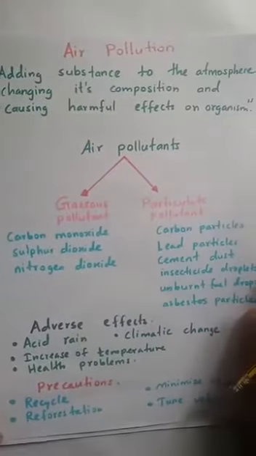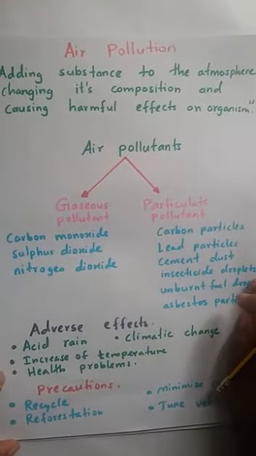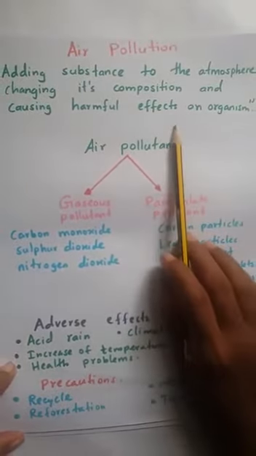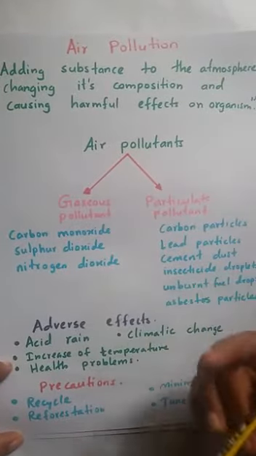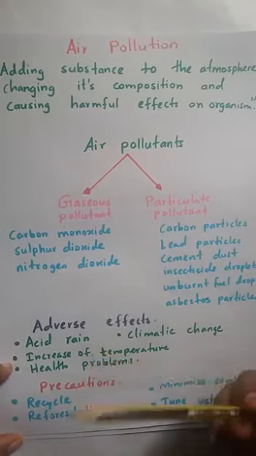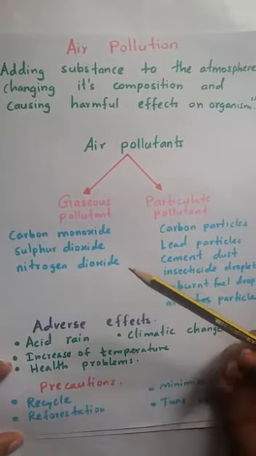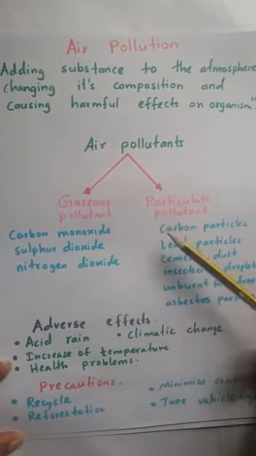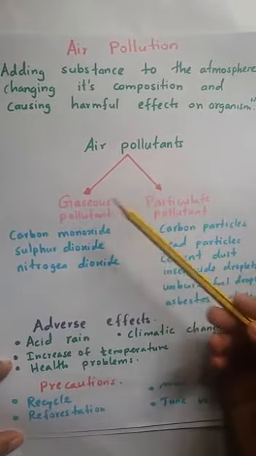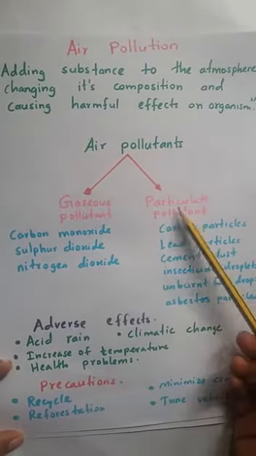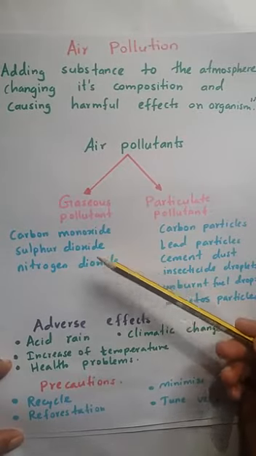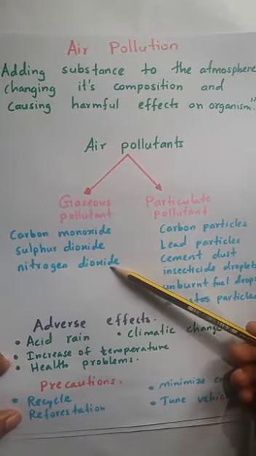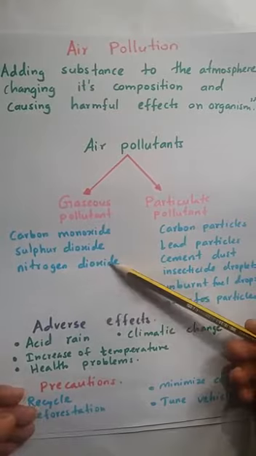this atmosphere is very important and it has to be protected. Actually we are polluting the atmosphere because the factory waste and the vehicles, all those wastes are polluting our atmosphere. Here I have given a chart. Air pollutants we classify as gaseous and particulate. These are all gaseous pollutants. Carbon monoxide, sulfur dioxide, nitrogen dioxide, they are released by vehicles and factories.